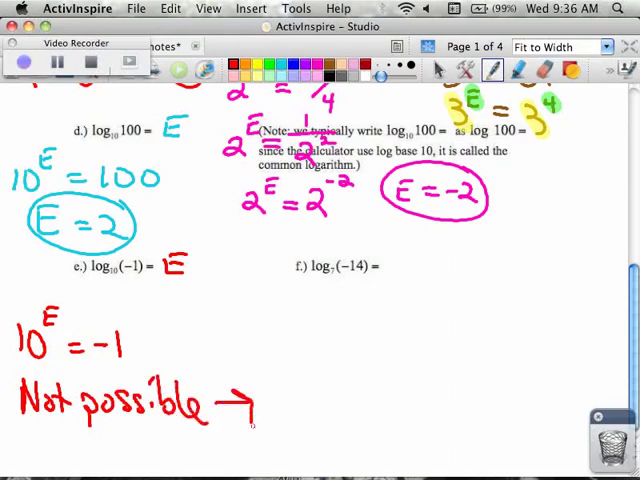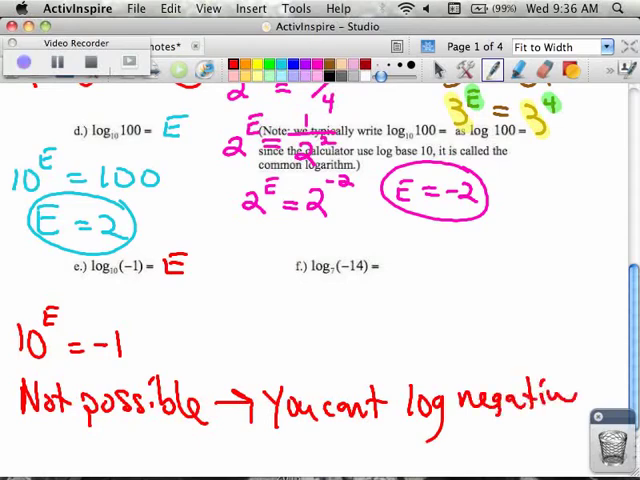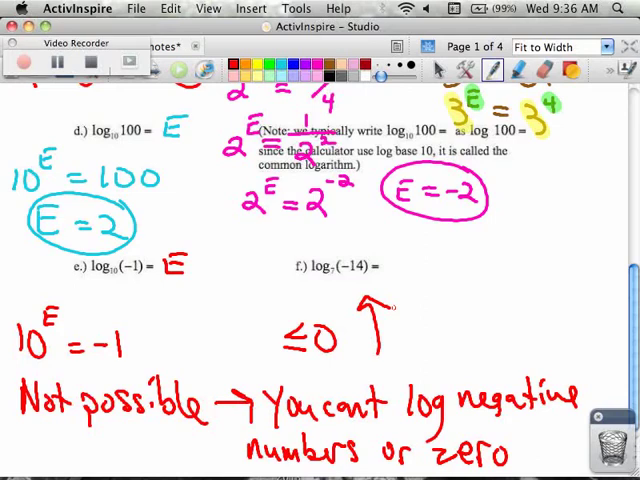Because you can't log negative numbers or 0. You cannot take the logarithm, no matter what the base is, of negative numbers, or even a 0. Or in other words, anything that's less than or equal to 0 is not going to work out. So that's true here as well. Whenever you get a negative number that you're logging, or a 0, it's not going to work. Important to know. Put a star by that.